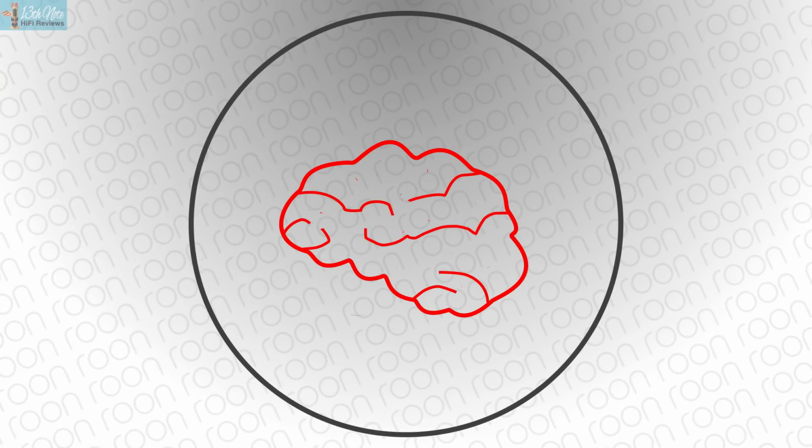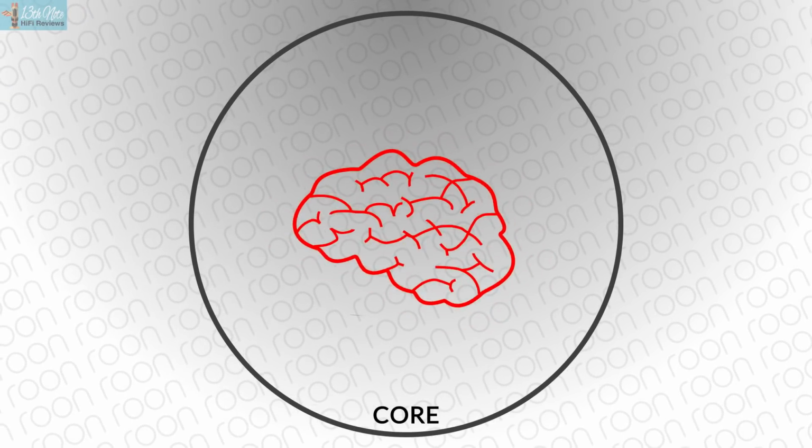Roon requires heavy processing and indexing of music, so needs what is the brains of the system, which they call a core. Not so much as Little Britain's computer says no. It's very much the computer says yes in this context.